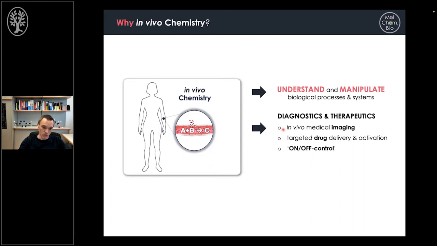So that was already shown in Professor Rutjes' slides. So the cleavable antibody drug conjugate will come back soon. Or just briefly calling it, let's say, the on-off control. So can we turn something on? Can we turn something off? And to achieve that, we mainly focus on the design of chemical tools.